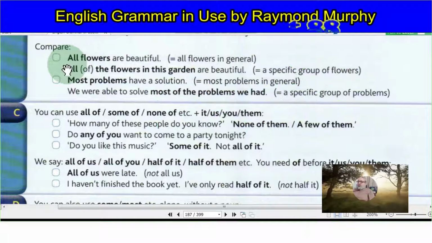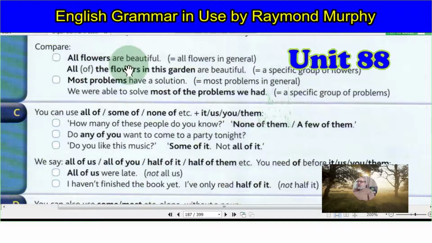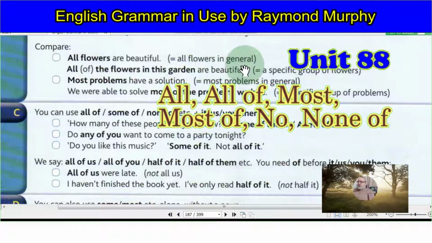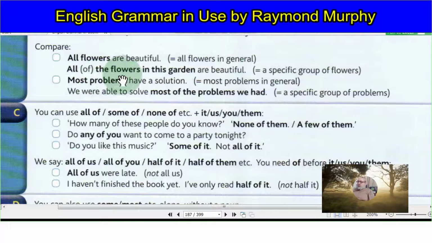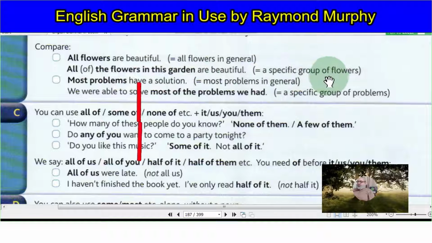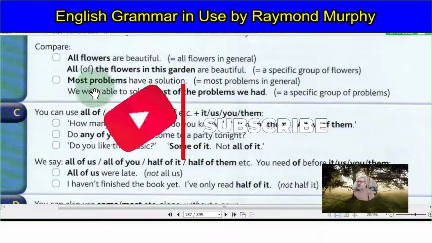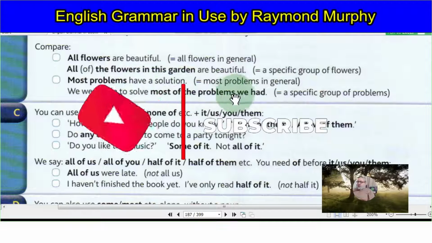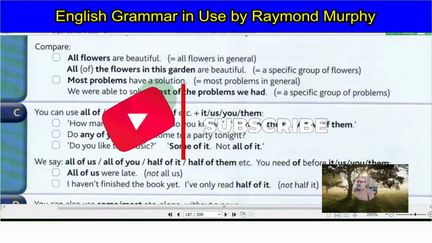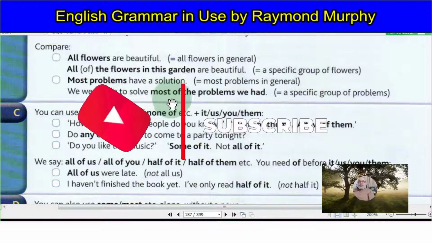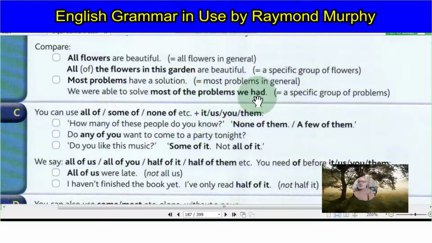Compare. All flowers are beautiful: all flowers in general. All of the flowers in this garden are beautiful: a specific group of flowers. Most problems have solutions: most problems in general. We were able to solve most of the problems we had: a specific group of problems.